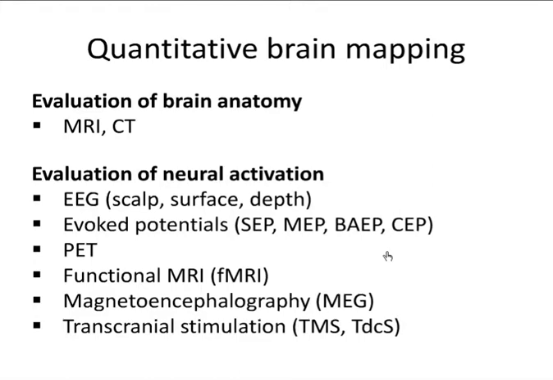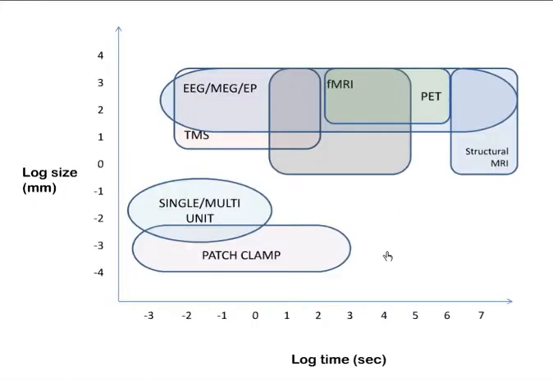And I'm thinking in particular of MEG, which is magnetoencephalography, and transcranial stimulation using either magnetic or direct current. This is a slide which tells you something a little bit about the trade-off between temporal resolution and spatial resolution when we're thinking about these different brain mapping techniques.